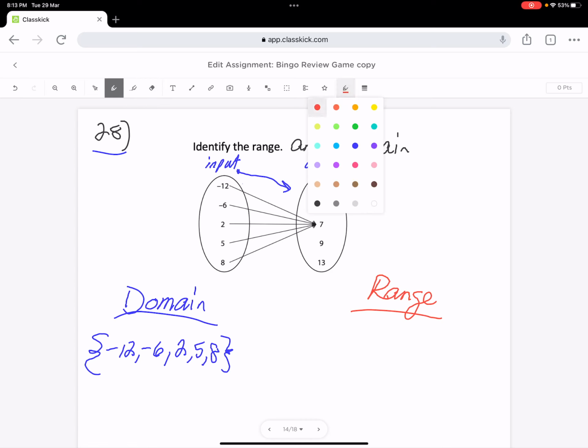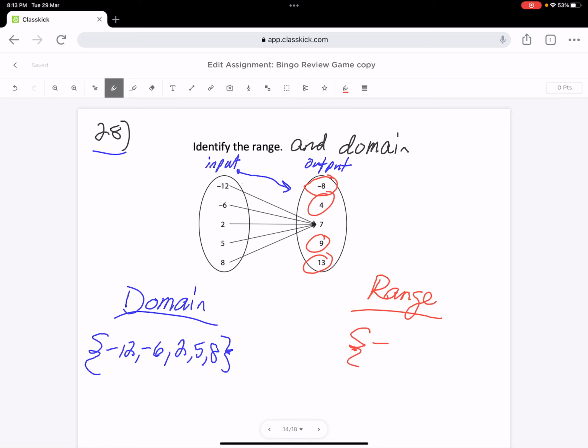For our range, however, even though they list -8, 4, 9, and 13, there's no arrow that goes to them. So none of those numbers that we see are actually part of our range because none of the inputs give us that as the output. So our only answer in this case is 7, because it's the only one. All of them actually give us that 7 as our answer, and we can have different inputs give us the same output. That's fine. So the only number that actually is being used here is that 7. So the range is simply just 7. All right, move on to the next one.